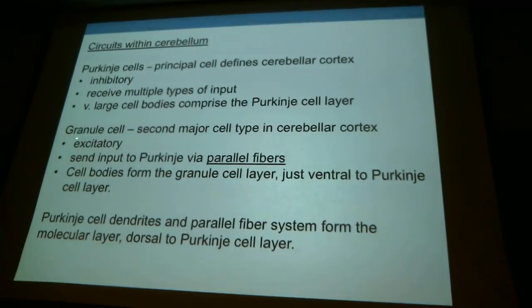And then the other major cell are granule cells. They're much smaller, but much more numerous. Lots and lots of them. These are excitatory, and they send input to the Purkinjes via what we call the parallel fibers. We'll take a look at the diagram of this in the next slide. Their cell bodies form the granule layer. So there's basically a three-layered structure, as we'll see.